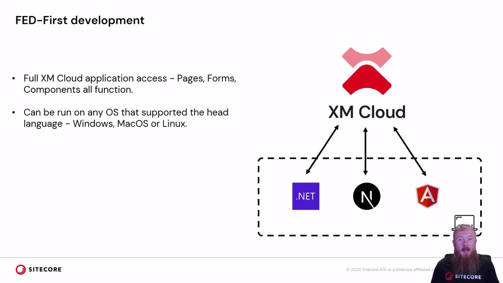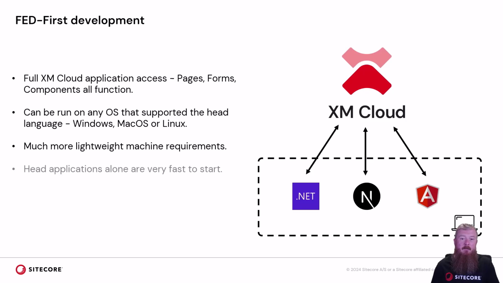Next, as we're no longer running in Windows containers, this has removed the requirements for a Windows machine. So you can now build this way using Windows, of course, but also macOS or Linux. Again, enabling developers to work in the way they're most productive. This also means the footprint of applications running on the developer's machine is much smaller. So that means you can use a lighter spec machine and still be productive building these front-end applications.